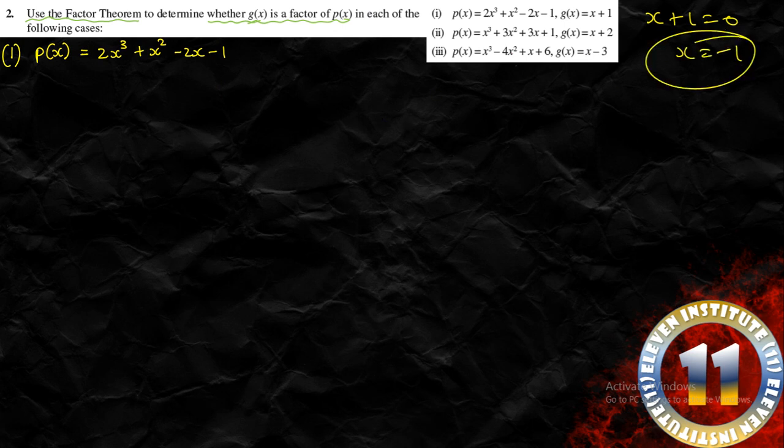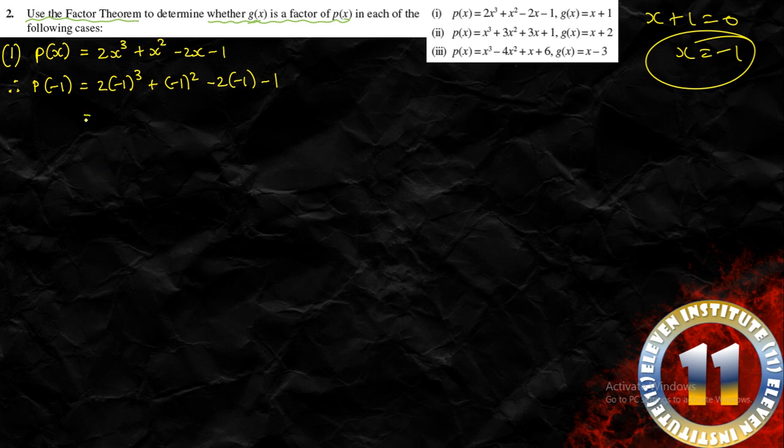So what we will do? We will find P of -1 over here. If P of -1 is 0, then G(x) is a factor of P(x). Very simple. So let us try that. Let us now find P of -1. So 2 will remain as it is. Instead of x we will write -1. Again instead of x we will write -1. Again instead of x we will write -1. Wherever there is x we have written -1 over there.